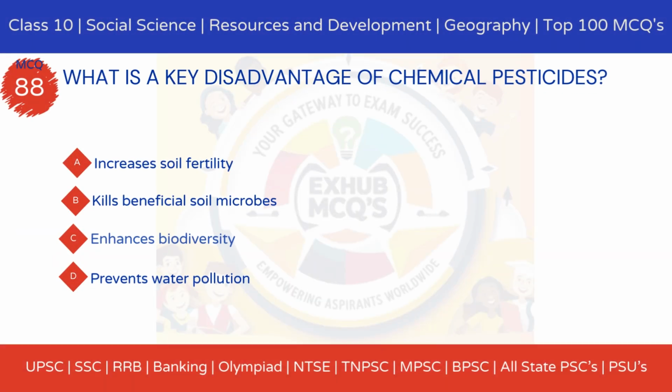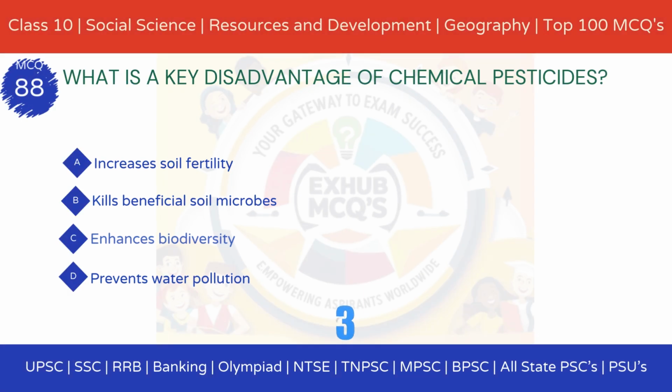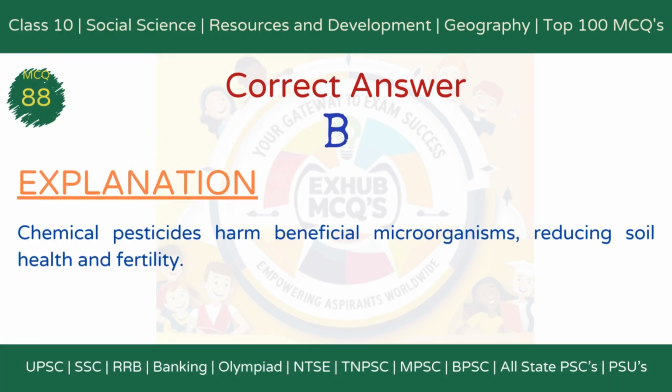MCQ 88. What is a key disadvantage of chemical pesticides? Option A, increases soil fertility. Option B, kills beneficial soil microbes. Option C, enhances biodiversity. Option D, prevents water pollution. The correct answer is option B, kills beneficial soil microbes. Explanation: chemical pesticides harm beneficial microorganisms, reducing soil health and fertility.